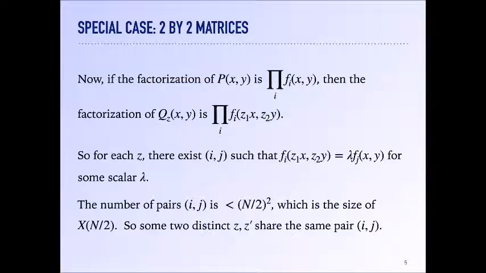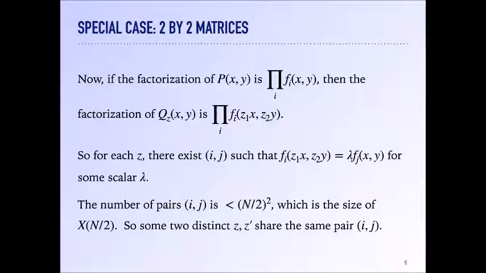But n over 2 squared, remember, that's the number of z's that we're taking, where z's are indexed by X of n over 2. So the number of z's is n over 2 squared because we're assuming this has maximal size. So by the pigeonhole principle, there exist two different z's that give me the same ordered pair ij. That is, there's two different z's, z1, z2 and z1 prime, z2 prime, that have the property that f_i of z1x, z2y equals some scalar times f_j of xy, where the scalars will possibly be different, but the i and j will be the same.